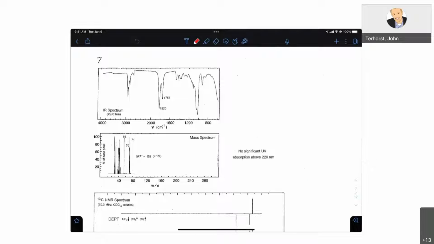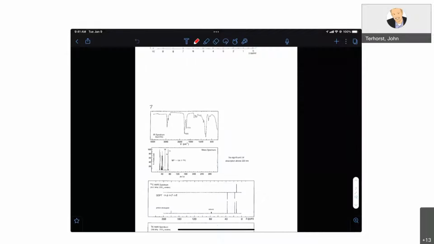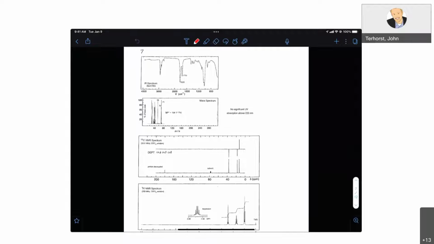Here's question 7 from that spectroscopy review packet. All right. So these are very nice problems, very readable, very complete information. And like we talked about the other day, this is kind of the ultimate spectroscopy problem. There's nothing that you're going to be given that's going to be more difficult than this. This really highlights the role that spectroscopy plays.